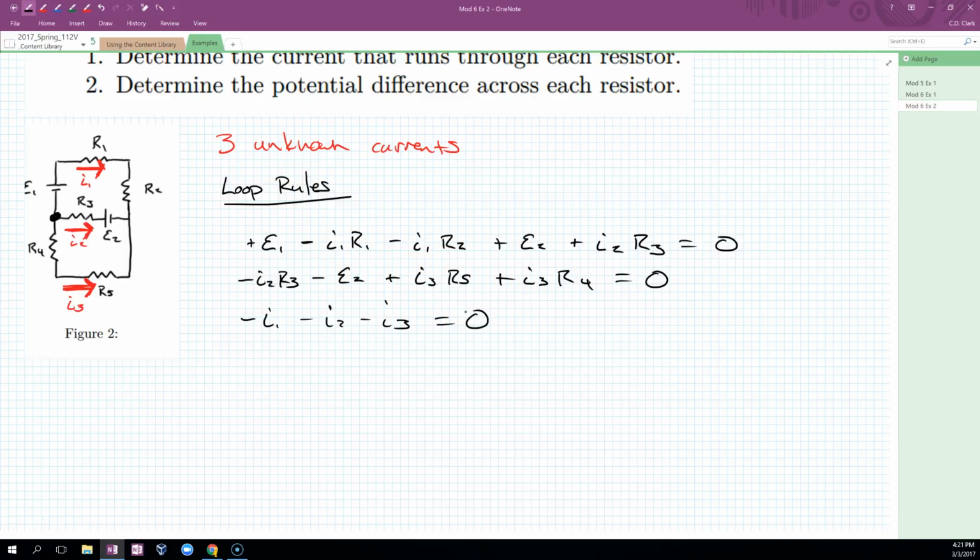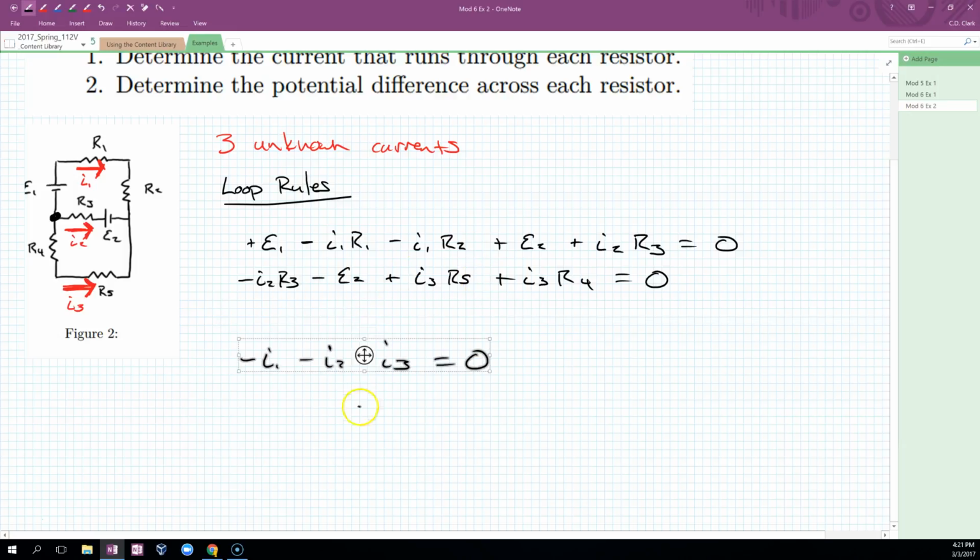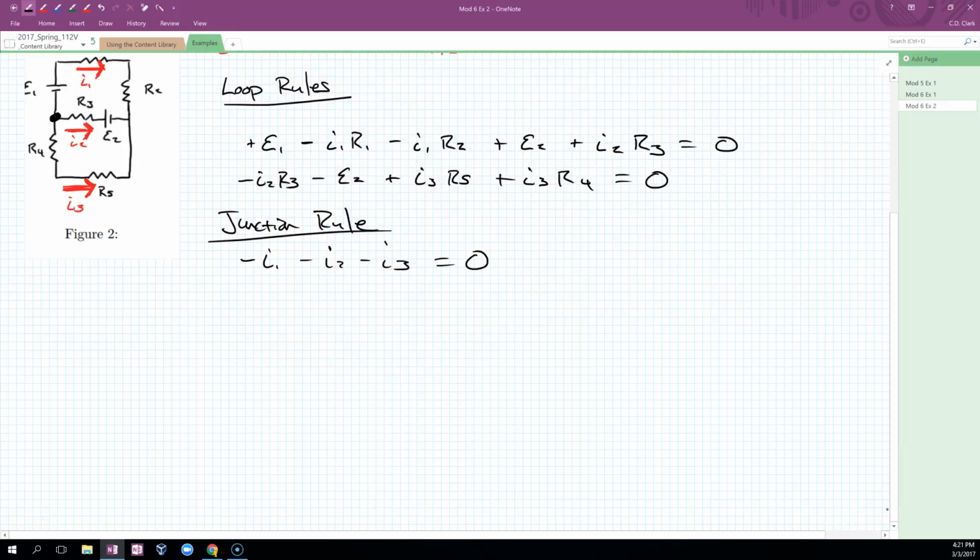There we go. I have my 3 equations that I can solve for my 3 unknowns. Let me go ahead and label this as junction rule. Okay, so now the only thing that's left is some algebra. And in this case, all of the resistances are different. So the algebra maybe looks a little bit ugly, but it's not actually that bad.